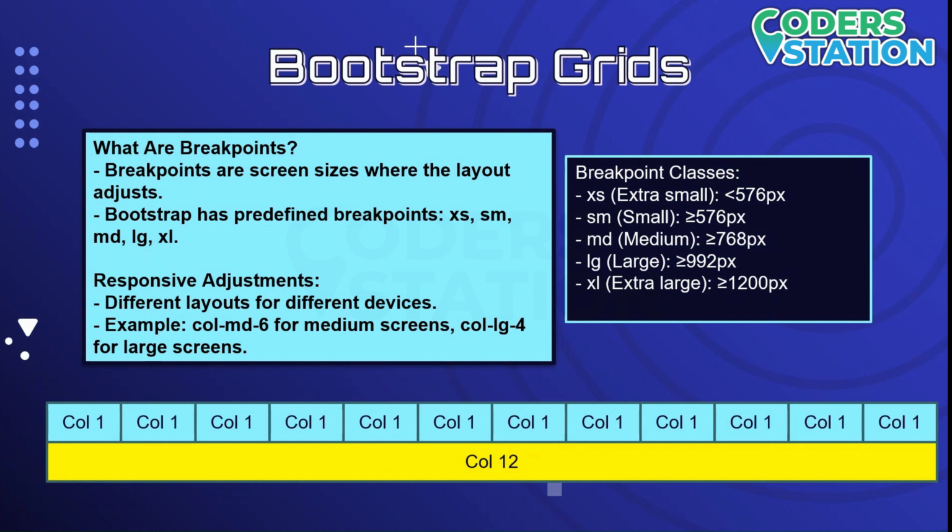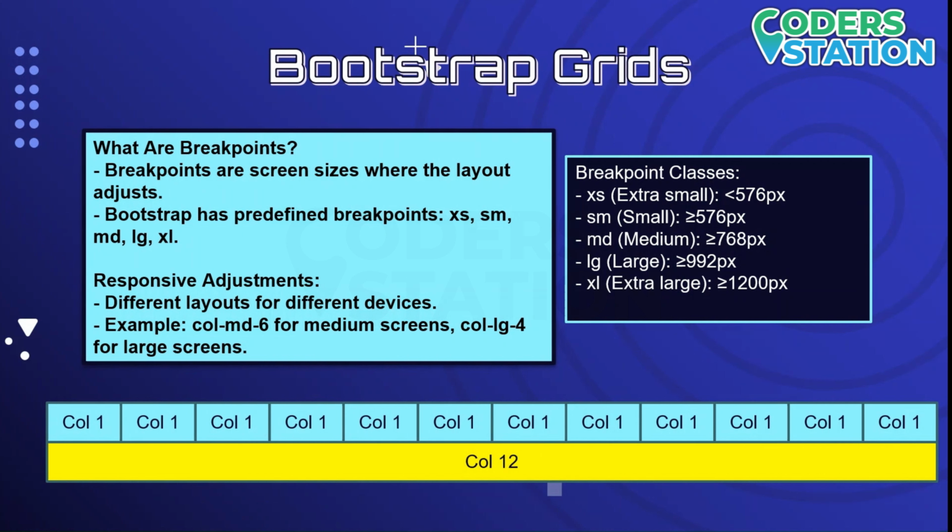So as you can see here, each breakpoint has its own class. For instance, .col-xs applies to extra small screens, SM for small screens, and so on. By mixing and matching these classes, you can create layouts that adapt to any device size seamlessly.